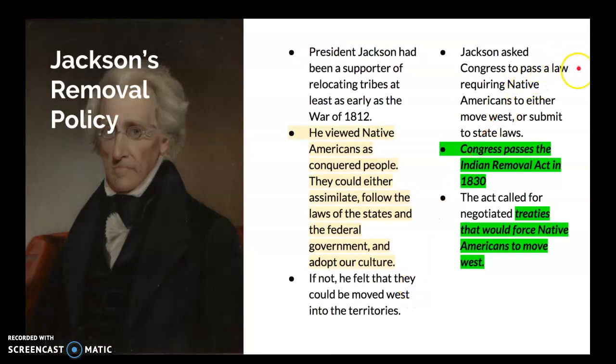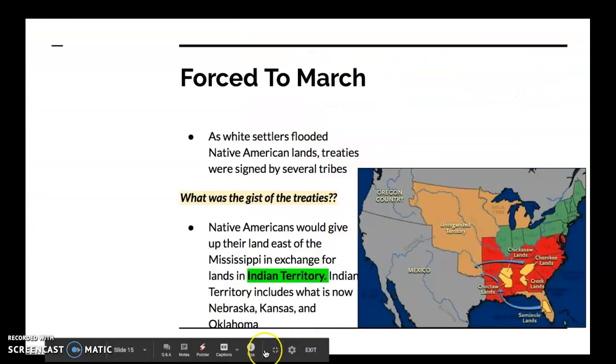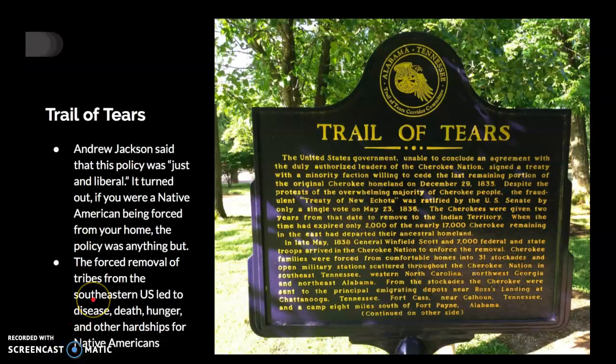So Jackson asks Congress to pass a law requiring, meaning forcing, Native Americans to either move west or submit to state laws. And Congress does that in 1830 with the passage of the Indian Removal Act. The act called for negotiated treaties that would force Native Americans to move west. All right, so these treaties were not honored by the white Americans who signed them.